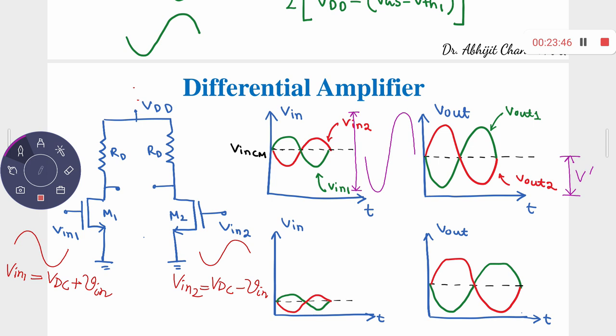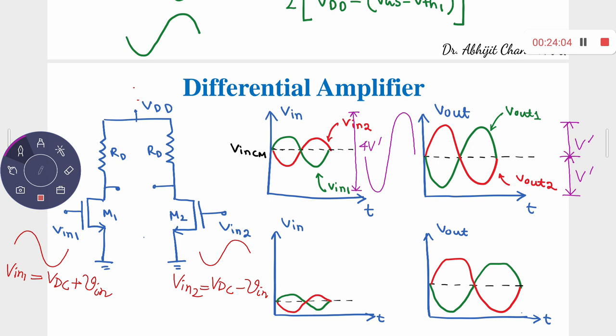This is V-dashed, similarly, also V-dashed, no? This is also V-dashed. What about that difference? 4 V-dashed. Fine, this is 4 V-dashed. That is the basic understanding.